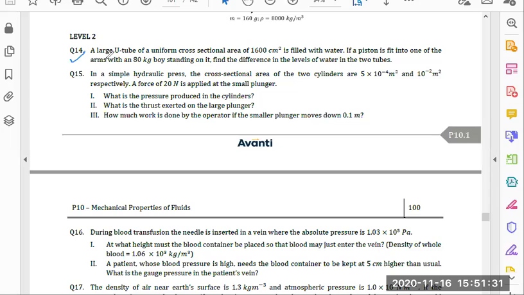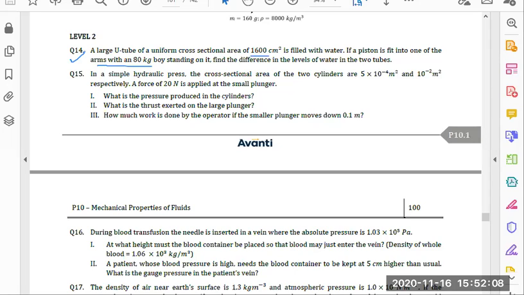Okay, let's see this. A large U-tube of uniform cross-section area of 1600 centimeter square is filled with water. If a piston is fit into one of the arms with an 80 kg buoy standing on it, find the difference in the level of water in the two tubes. Now, if you think about it, this is totally based on the concept of, tell me, Pascal's law, that the pressure will be undiminished. Yes or no? Tell me, guys.